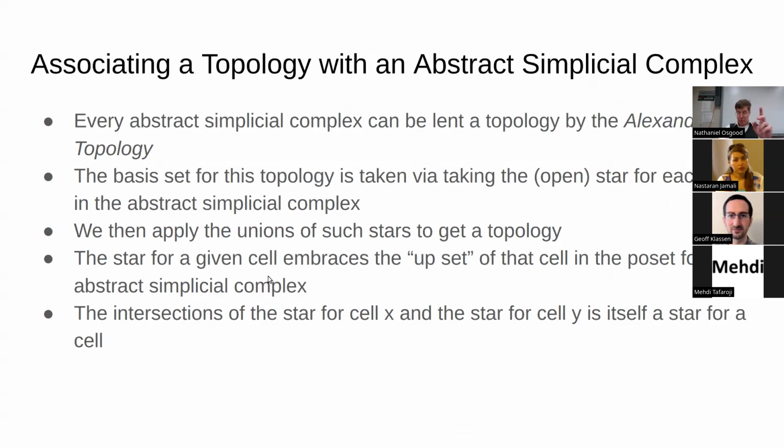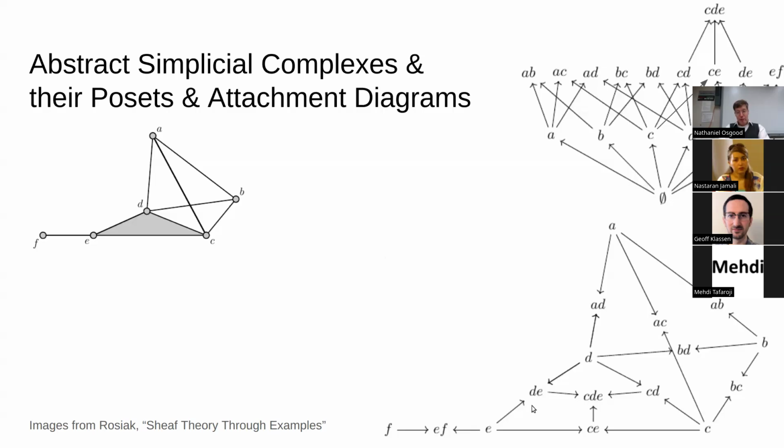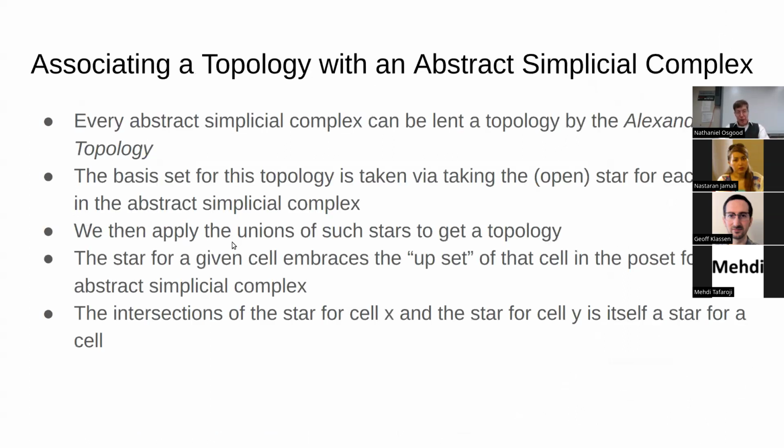We're going to come back to that point. Put a pin in that. We're going to come back to it in just a moment. So the idea is that for every simplex in our abstract simplicial complex, we take its star. And then we're going to take the union of those stars.